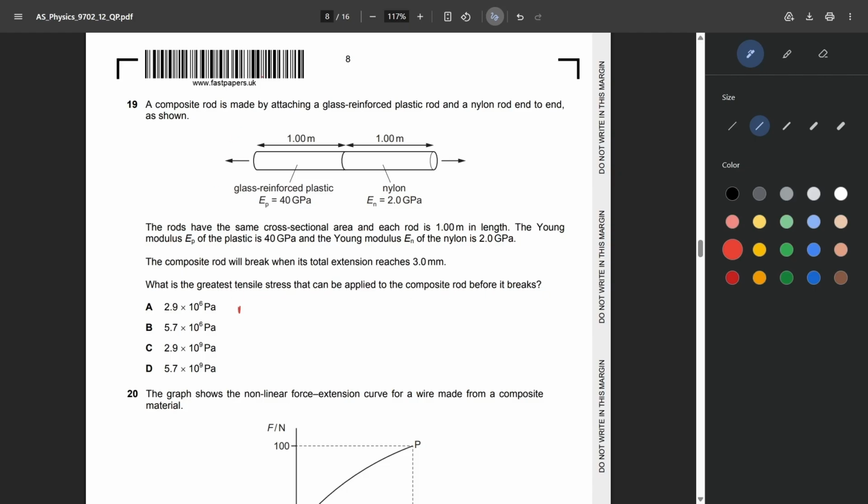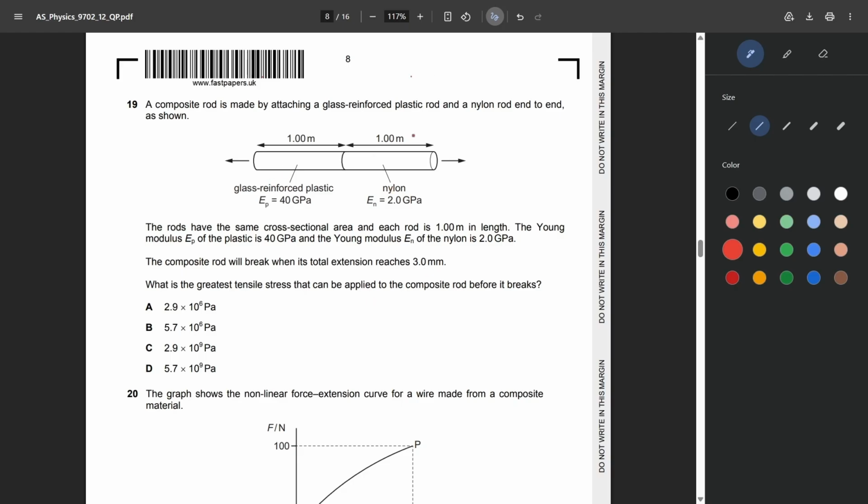Okay, so Young modulus E is stress over strain. Now stress is the quantity we're trying to find, the greatest stress for which the rods will break. So if we make stress the subject, let's call it S, it will be equal to Young modulus times strain. Now strain is extension over the original length, and the maximum extension that the composite rod can take is 3 millimeters.